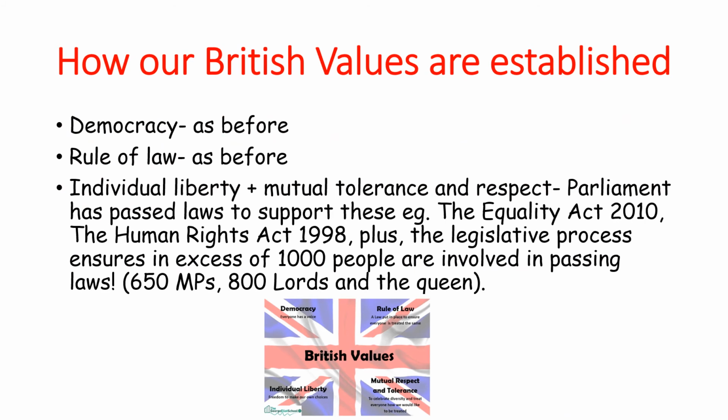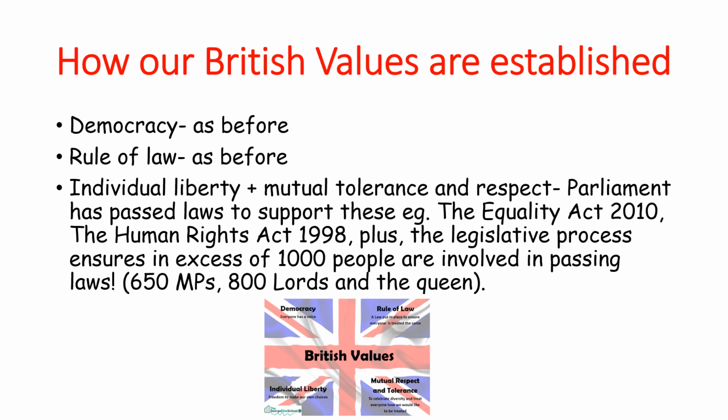So how our British values are established then. We've spoken about democracy and rule of law, but also individual liberty and mutual tolerance and respect. Parliament has passed loads of laws to support these. The Equality Act of 2010 is really important. It means that the 9 protected characteristics such as gender, ethnicity, age, disability, trans status, marital status and so on are protected by law. So if you are discriminated against, it is against the law and you will be taken to court.